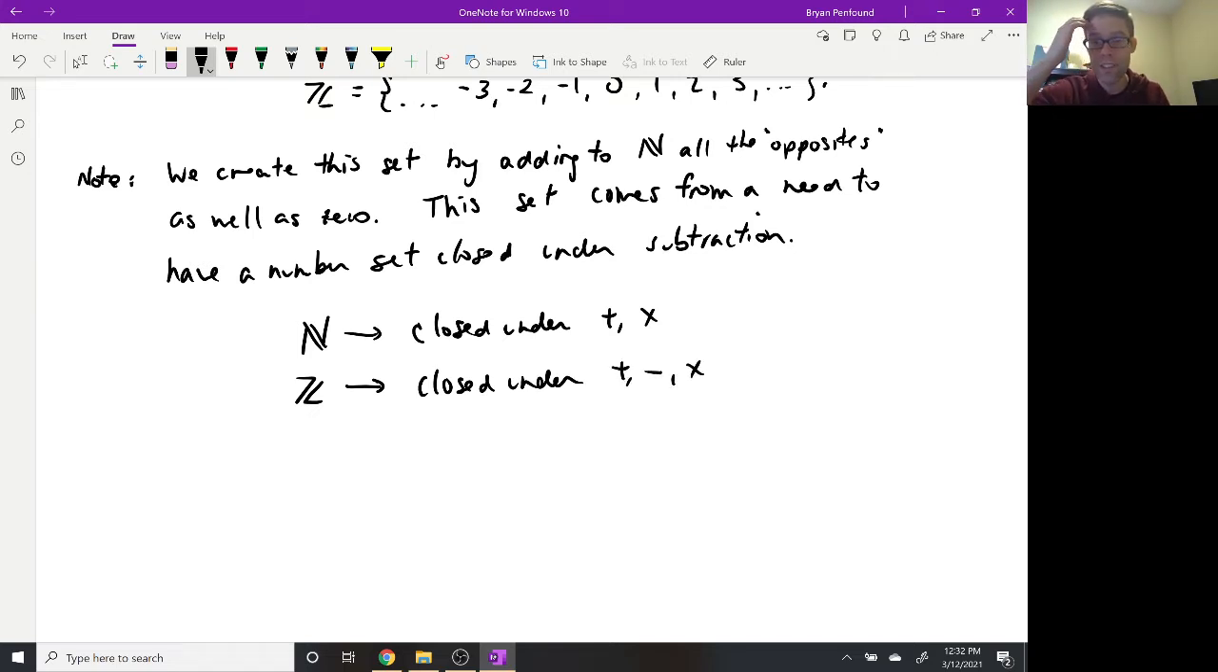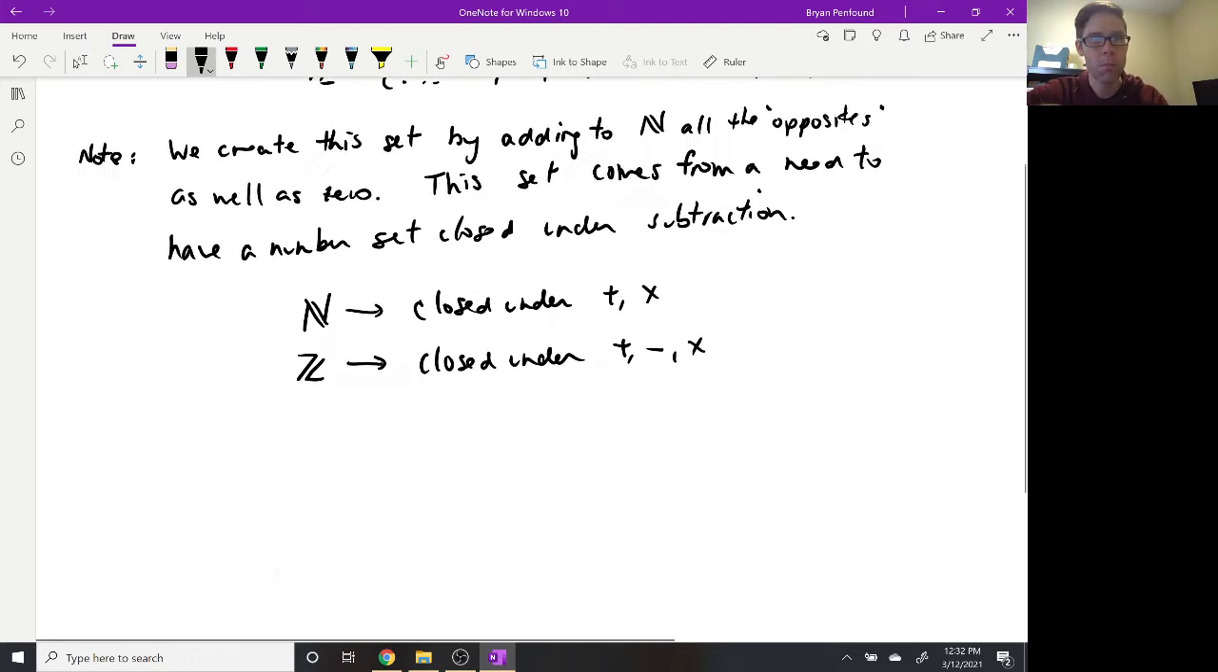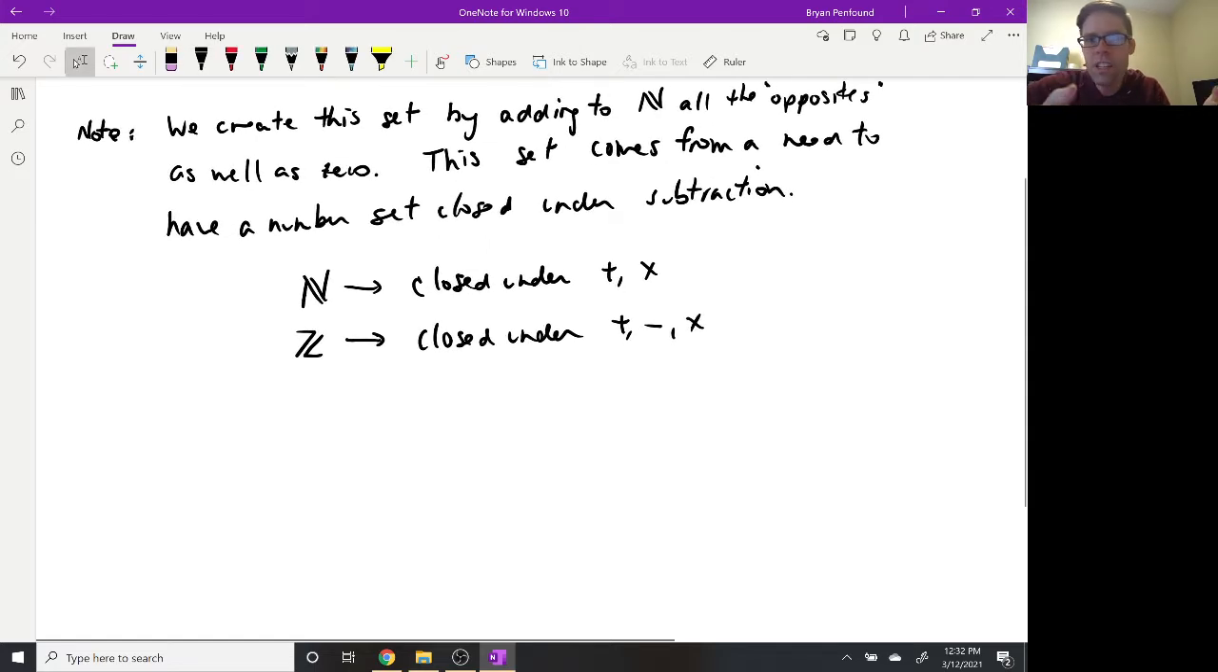Now the set of integers still isn't closed under division. To solve the closure under division problem, we're going to see probably next week or the week after that, we create this new number set, the set of all fractions, that solves the closure under division problem. So yeah, just a couple of interesting preliminary notes here about why we care about the set of integers.